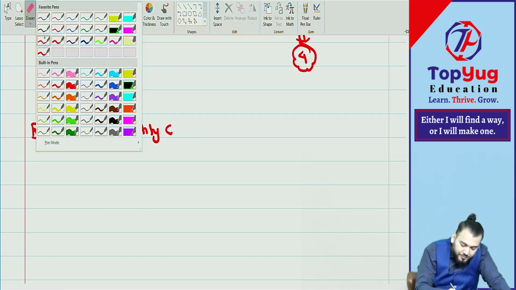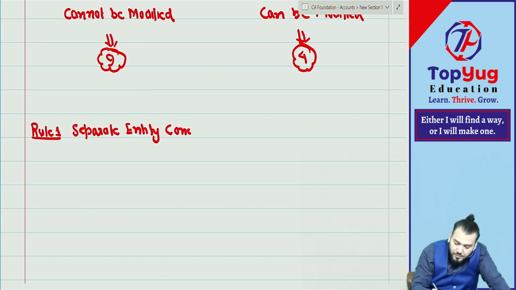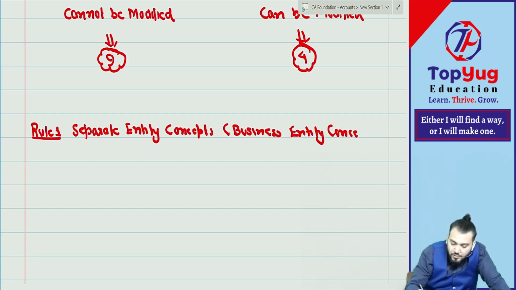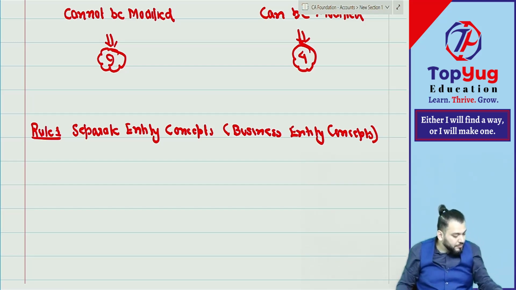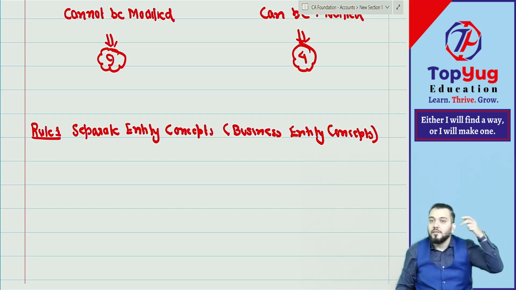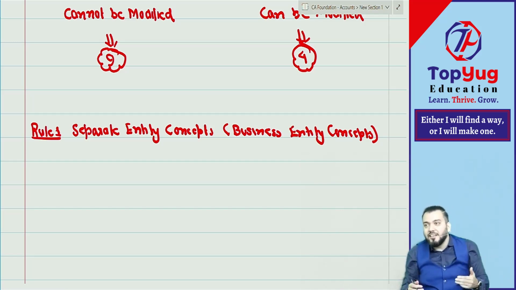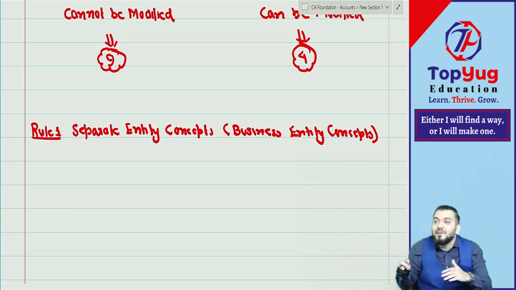Separate entity concept. It is also known as the business entity concept. Have you done this? Do you know about this? You don't know? Already we discussed. What have we discussed? When I started, I said Ram and Ram and Company are different. Tell me, we are doing accounting for whom? Ram or Ram and Company?